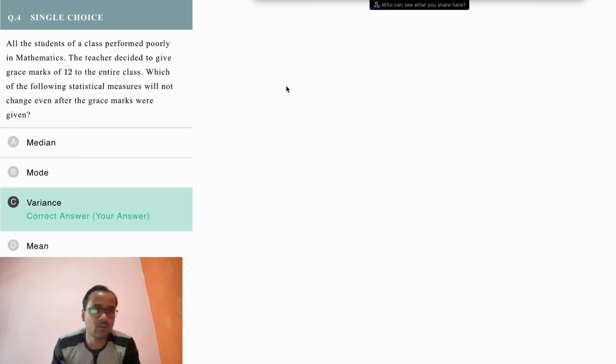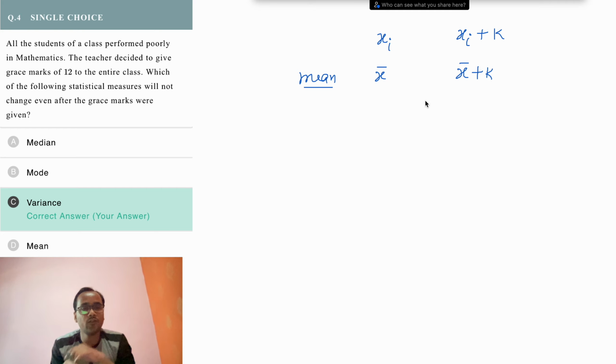So let me tell you something before solving this question. See, suppose the data observations are xi, and if I change the data observation to xi plus some number k, then mean, suppose initially it was x bar, now it will become x bar plus k. Always remember, if you increase the observations by some number k, then mean will also be increased by number k.